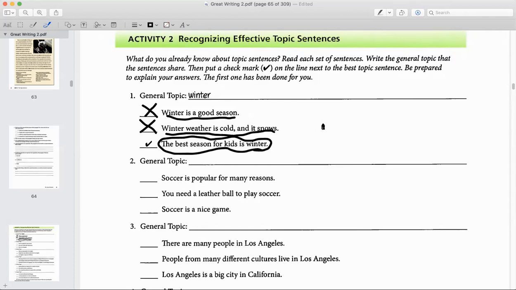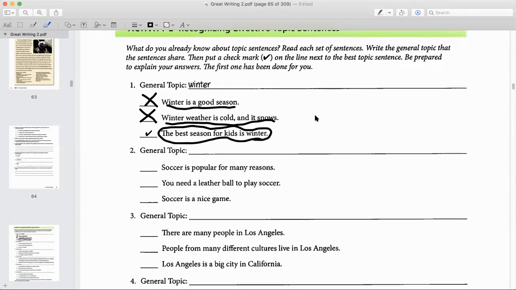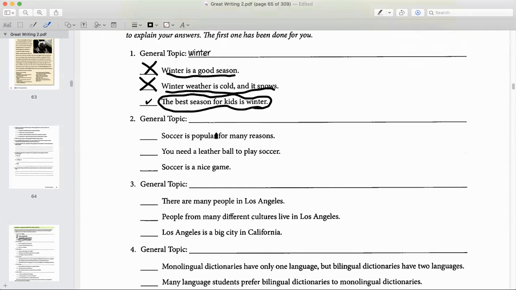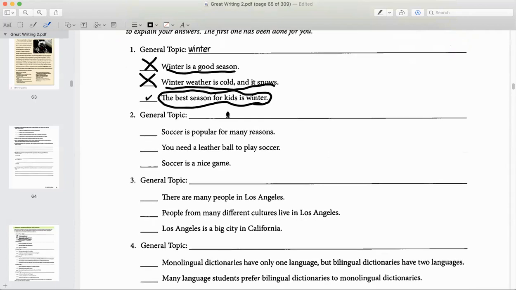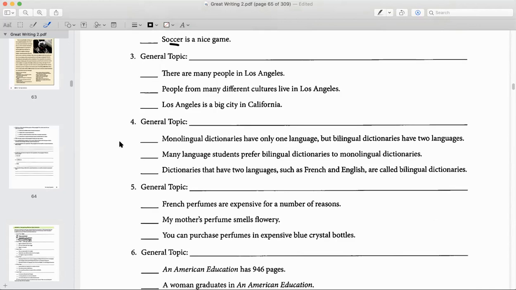So that's how you should go about analyzing the sentences in this activity. So you can do this one. You're going to write in the general topic. If I look here quickly, I see soccer, soccer, and soccer. So the general topic here is going to be soccer. It's hard to write with a mouse, but I'll do my best. But now it'll be up to you to decide which one is the best topic sentence and why. Okay, so go ahead and do that for the rest of those.